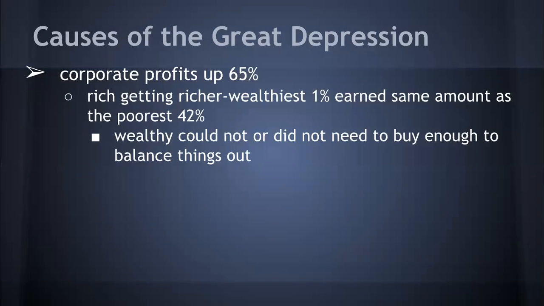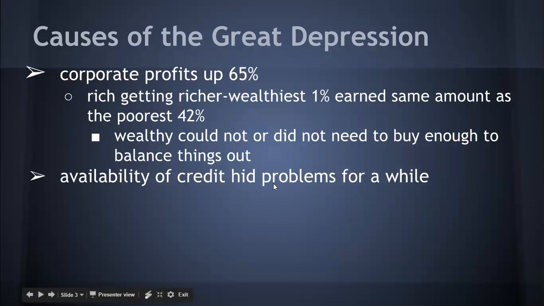So, you know, how many washing machines do you need? How many refrigerators do you need? How many radios do you need? How many cars do you need? How many houses do you need? You know, the wealthiest 1% is not spending enough money to cover for the 42% or more that couldn't afford to buy these luxuries. So again, some supply and demand issues are going to develop here as we see.